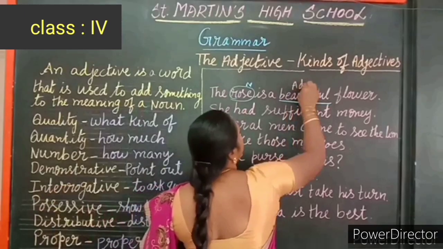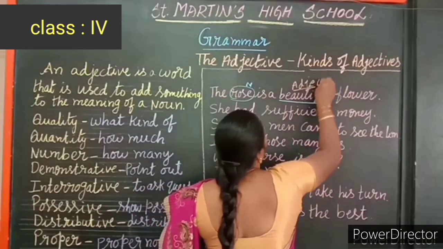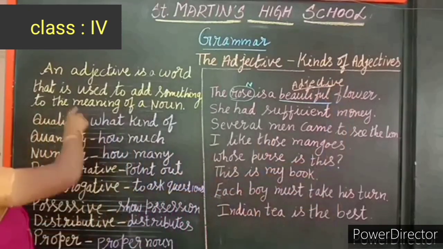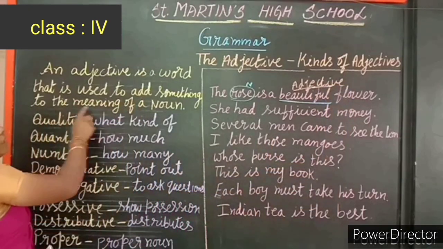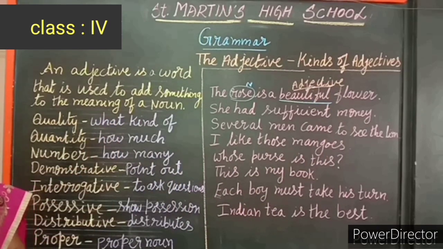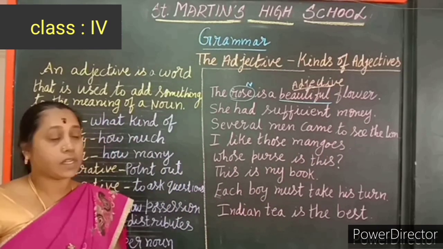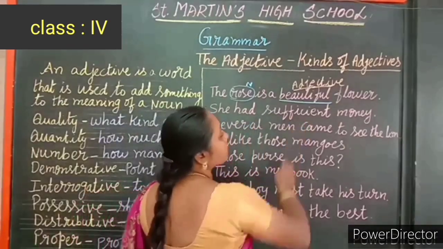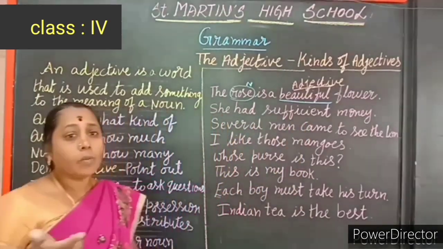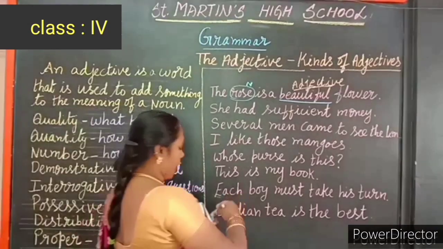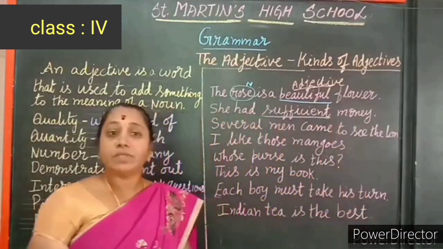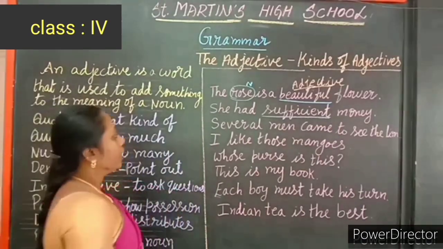What do you call it? Adjective. What do you mean by adjective then? Adjective is the word which is used to add something to the meaning of a noun, which describes a noun. Look at the next sentence. She had sufficient money. How much money she had? She had sufficient money. This sufficient becomes the adjective here.